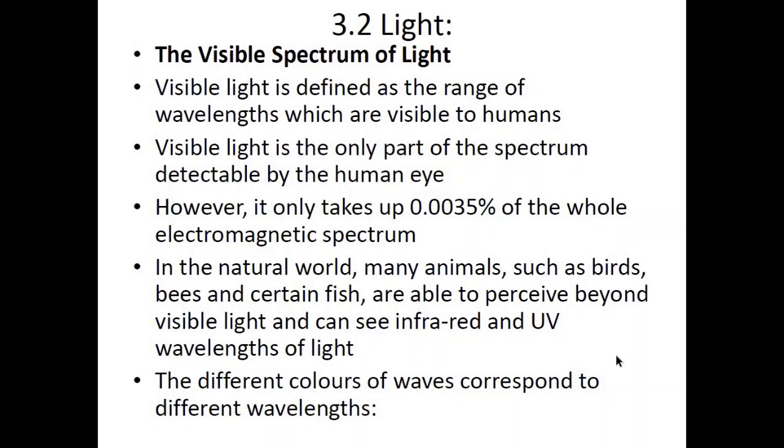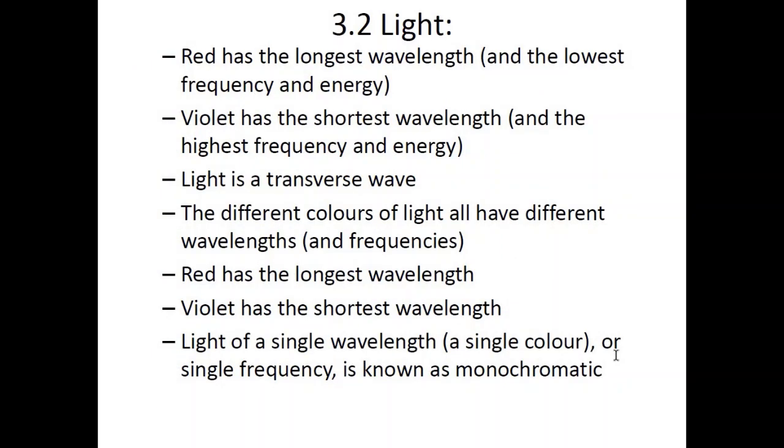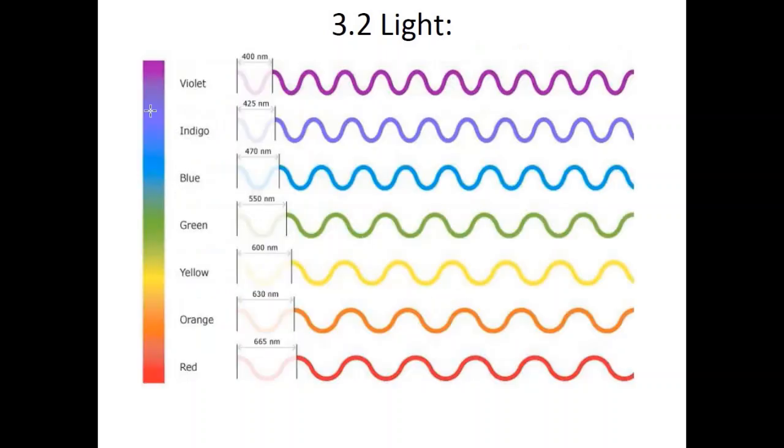The different colors of waves correspond to different wavelengths. Red has the longest wavelength and the smallest frequency. Violet has the shortest wavelength and the highest frequency and energy. Light is a transverse wave. The different colors of light all have different wavelengths and frequencies. Light of a single wavelength or a single color is also known as monochromatic.